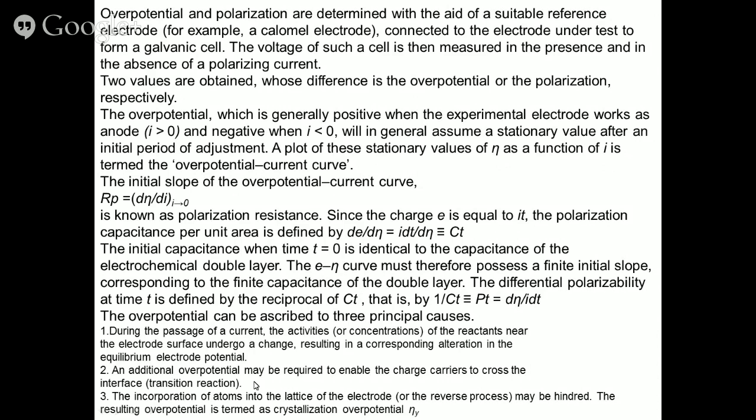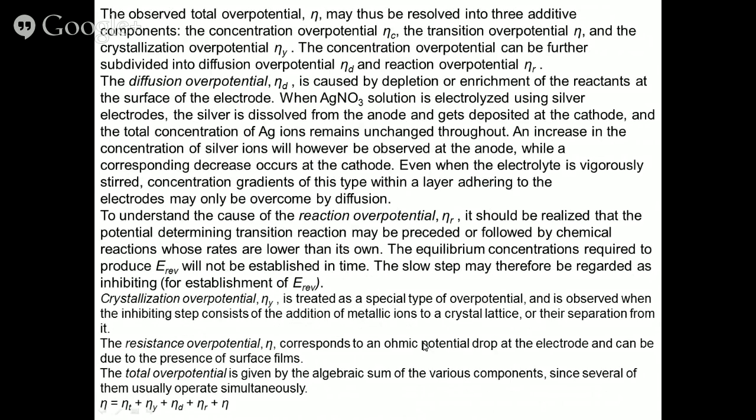An additional overpotential may be required to enable the charge carriers to cross the interface. This is the transition state overpotential, or reaction overpotential. The incorporation of the atoms into the lattice of the electrode, or the reverse process, that is zinc getting dissolved as zinc 2+, or zinc 2+ getting deposited as zinc. This is called the crystallization overpotential. You would have heard many other overpotentials, but these are the principal classes.